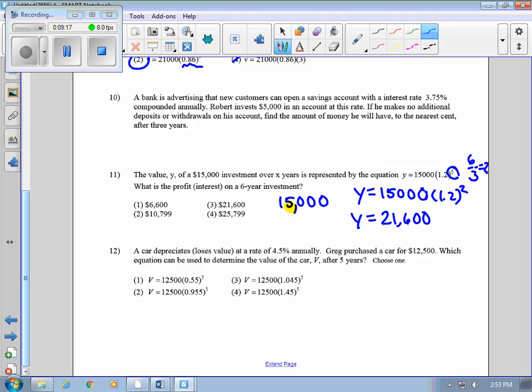I'm sorry, $15,000. I've got to erase it. We've made 21,600, and we've put in 15,000. So we've got to take that 15,000 out, which leaves you 6,600. That is your profit. So 6,600, that's choice 1. Everything else is not right. We're looking for the actual profit, not how much money you've made throughout the years, but the profit of what you've made is the 6,600 because you put in that 15,000.